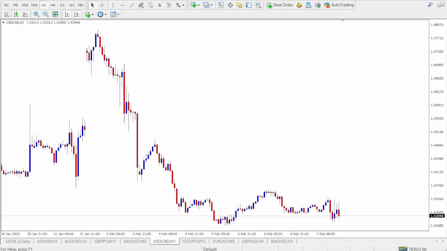In this video, I will show you the best RSI settings for scalping, how to identify overbought and oversold levels for quick trades, how to combine RSI with other indicators for better accuracy, and a step-by-step RSI scalping strategy with examples.